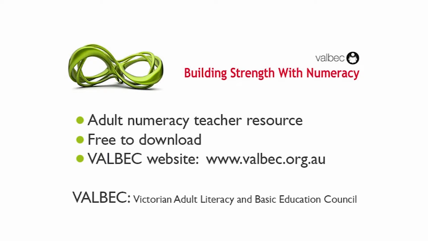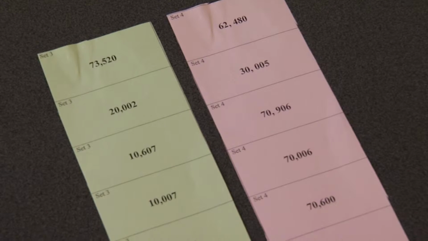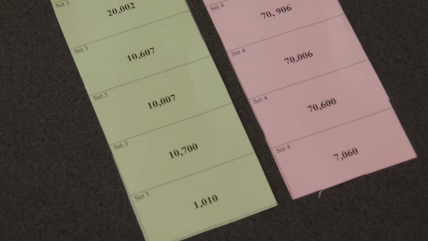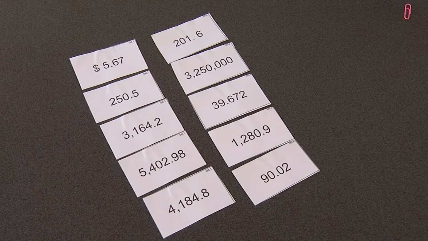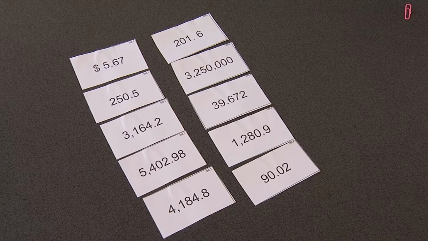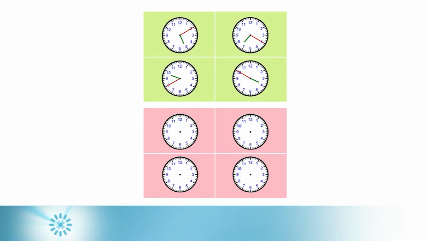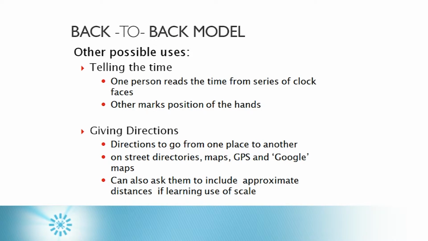There are several other examples of back-to-back activities in building strength with numeracy. One set is reading aloud and writing large numbers in the thousands and millions. Another focuses on interpreting decimal numbers. Some other ideas are discussed in the following. Clock faces, people marking what they're seeing on the clock, somebody else putting it on the clock. Giving directions, which I've used with people. Using street directories, maps, GPSs, Google Maps, whatever is relevant to the people.